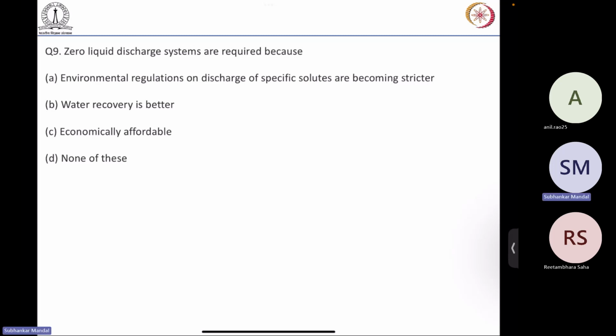Zero liquid discharge. Okay, so water recovery is better. Yeah, that is one option. It will be more than one answer. What will be the other option?